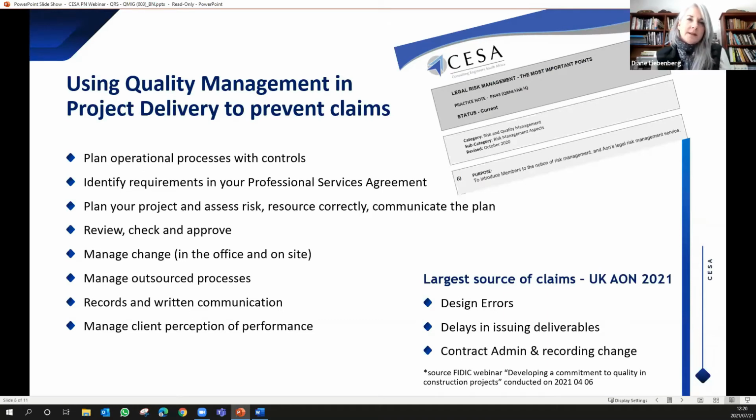The fifth point is manage change, both in the office and outside on site. So before implementing change, look at the impact of the change, make your client aware of the change and get approval for the change in writing prior to implementing the change. Highlight the changes on documentation.